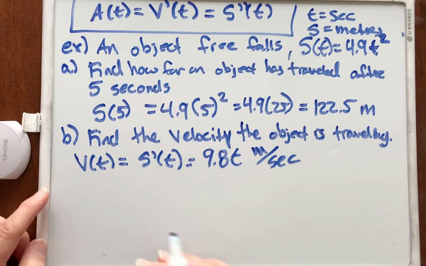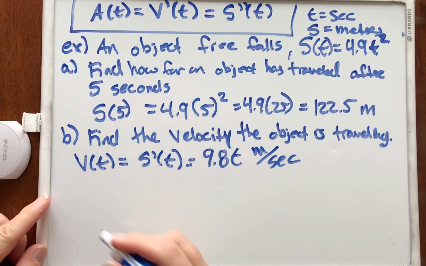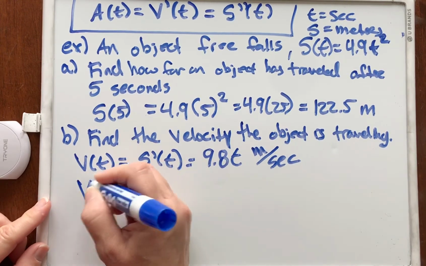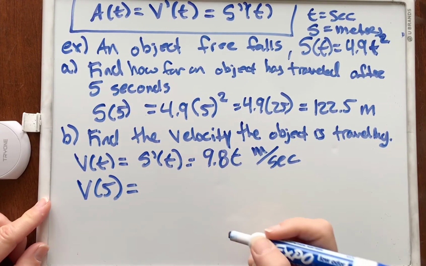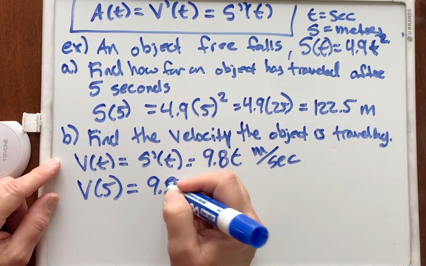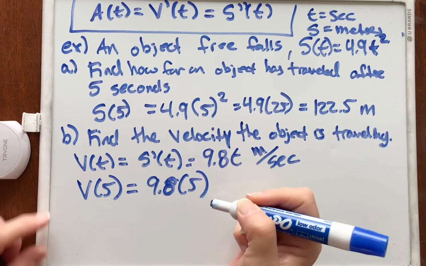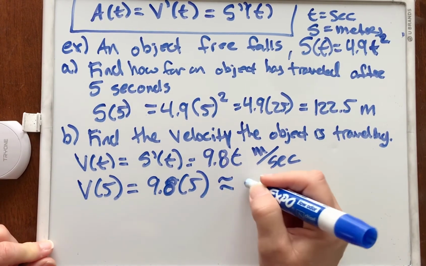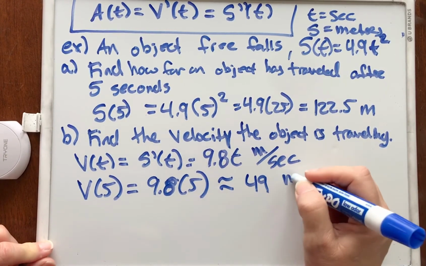Okay, so find the velocity the object is traveling at 5 seconds. We would put in 5 into the velocity, which is 9.8 times 5, which is approximately 49 meters per second.